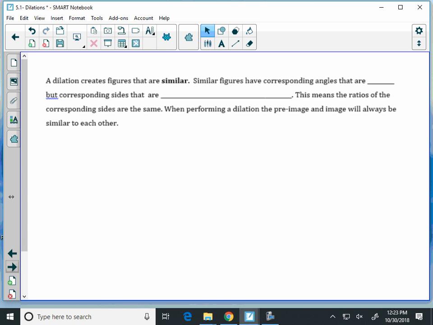A dilation creates figures that are similar. So rigid motions create congruent figures. Dilations produce similar figures. Similar figures have corresponding angles that are congruent. That's still true. Their angles are still going to be the same. But the sides are different because we changed the sides. The sides are going to be what we call proportional.